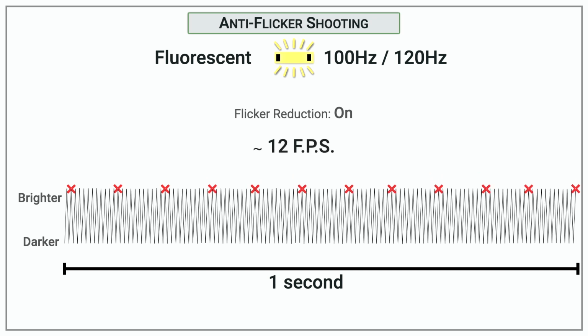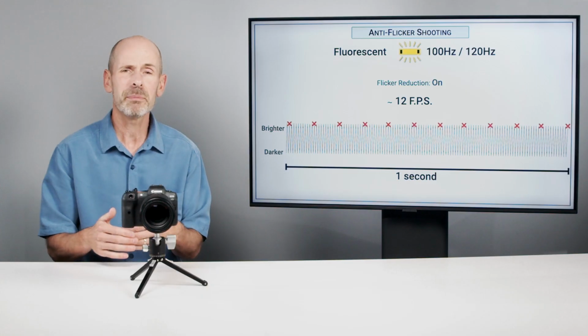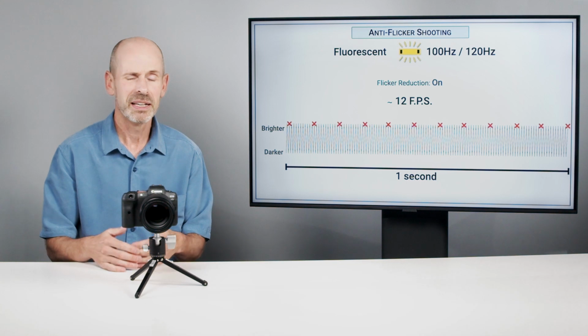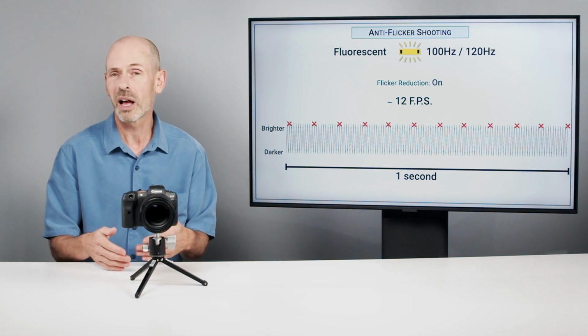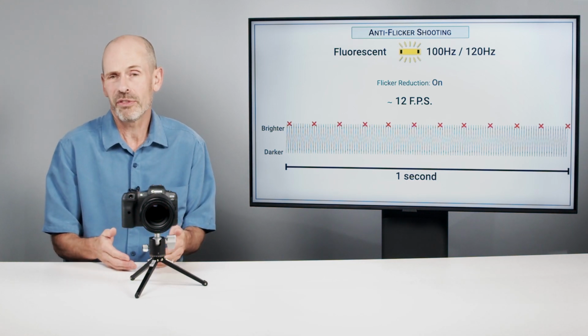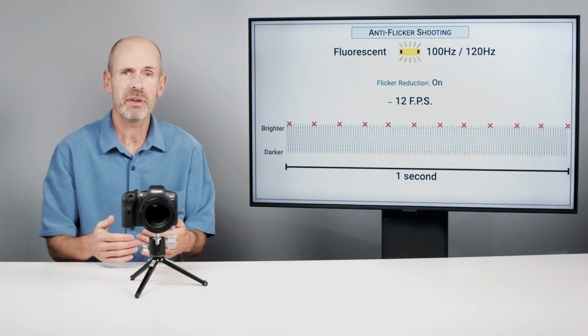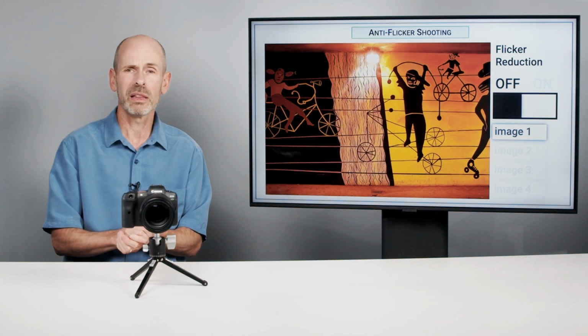And the camera can do a very good job at this. The only downside is that it may not be able to shoot at that 12 frames a second. It might be 11 or 10 or 9, but it's still going to be quite fast, and it's going to save you the trouble of having to try to fix those images later on.